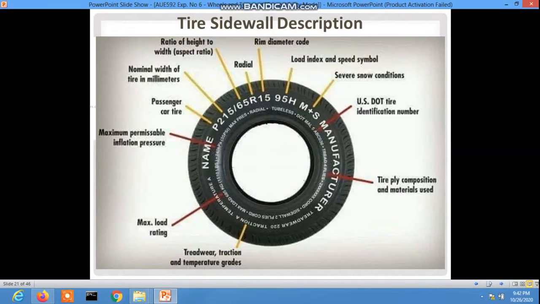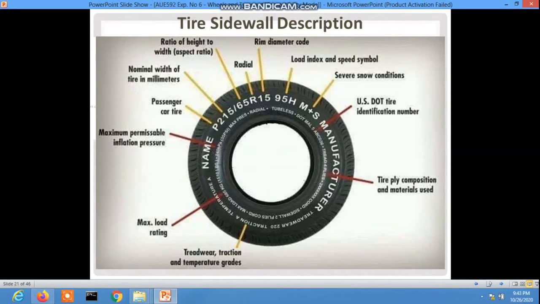This is the tire ply composition and materials used. Here are the manufacture tubes, and here are the manufacturer names, and here the maximum load ratings are indicated. Tire wear or tire traction and temperature gauge are also indicated.